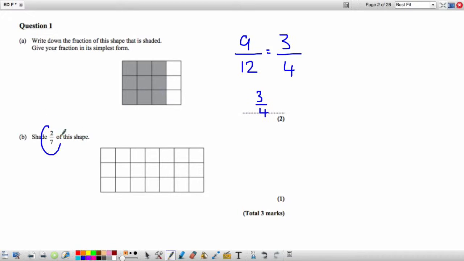Shade 2/7 of this shape. If we look at the shape, we can see that if we look at our columns, there's 1, 2, 3, 4, 5, 6, 7 columns. So to find 2/7 shaded, we can shade 2 of these columns. In total, you need to have 6 of the squares shaded.